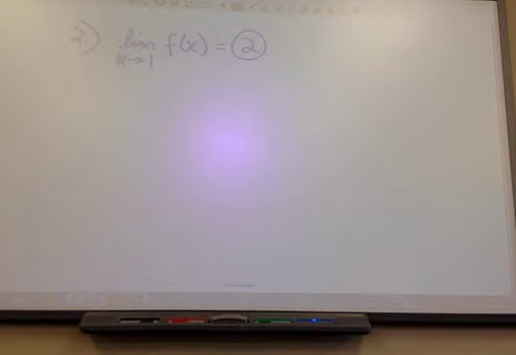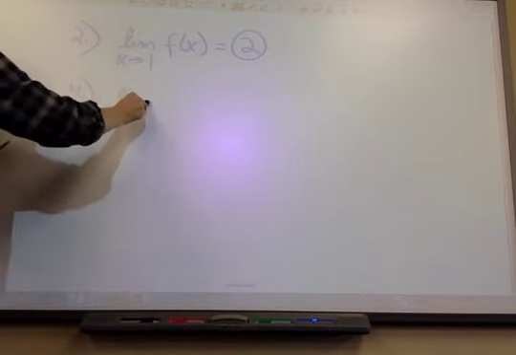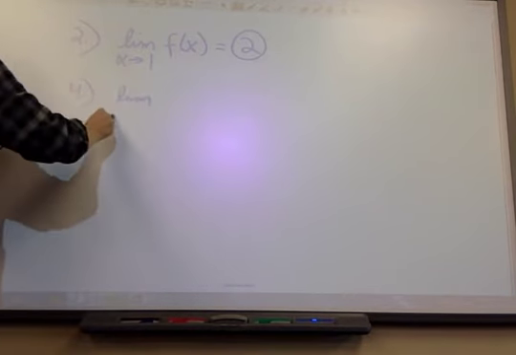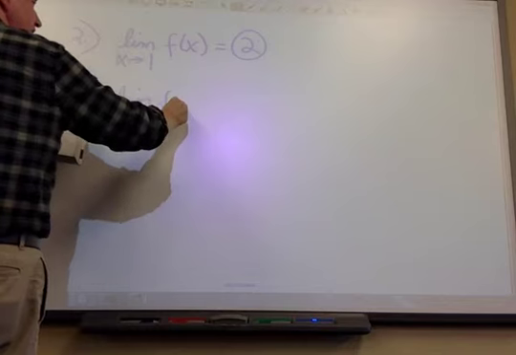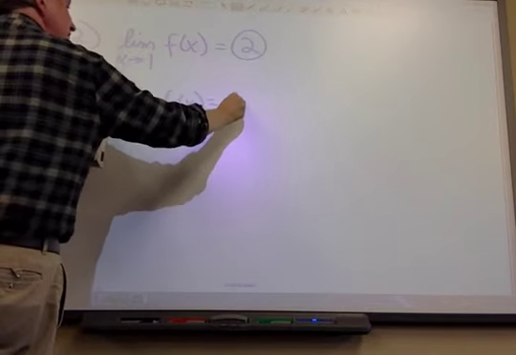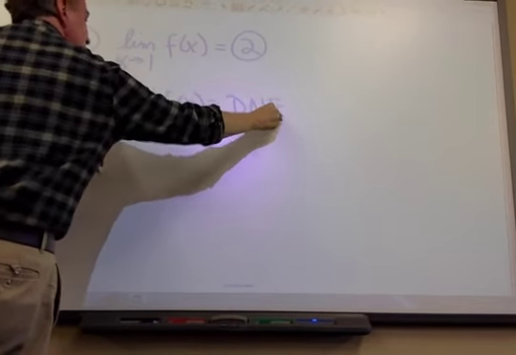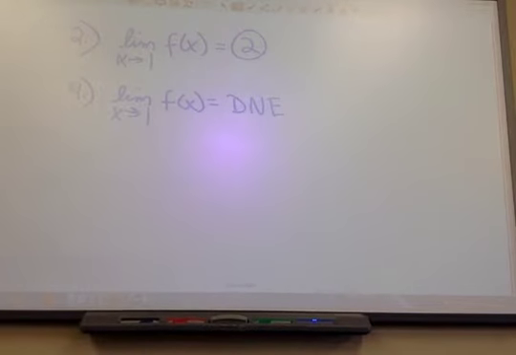What would you say about number 4 if I said, what's the limit as x approaches that number a, which is also 1 for this one? Does not exist because the left-hand limit looks like it's going to 1.5, but where's it going from the right? 3. They're not equal. So that limit, I'm just going to say DNE, does not exist. Okay.